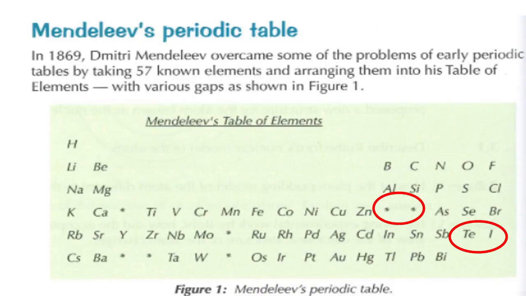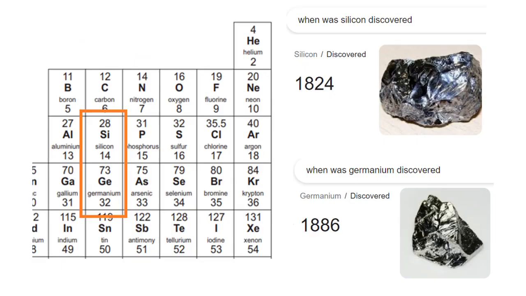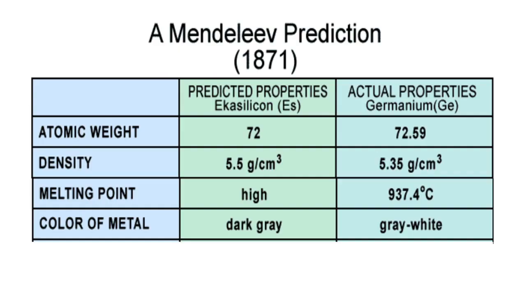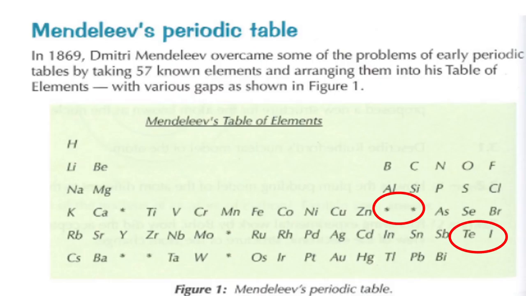I'm going to give you an example of silicon and what he called ecasilicon, which is the element below silicon. It was discovered in 1886, and believe it or not, it was discovered in Germany. Let's match the properties of silicon and the element directly below it. He predicted their properties: 72, 72.59. The densities are very close, high melting point. His predictions were spot on pretty much, and that gave strong support.